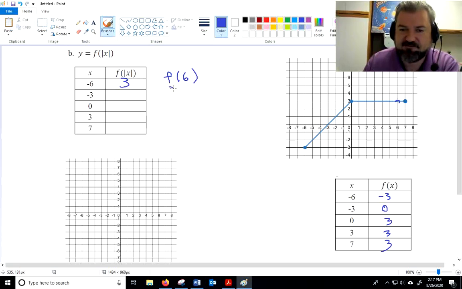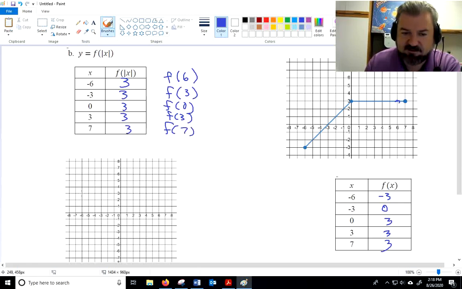Okay, then I have f of the absolute value of negative 3. Well, that's just f of 3. We do have that in our table. The absolute value of 0 is 0. We have that. The absolute value of 3 is still 3, so that's just a 3 as well. And then we got absolute value of 7 is 7, so that's just 3. So we end up with this thing where everything is flat.